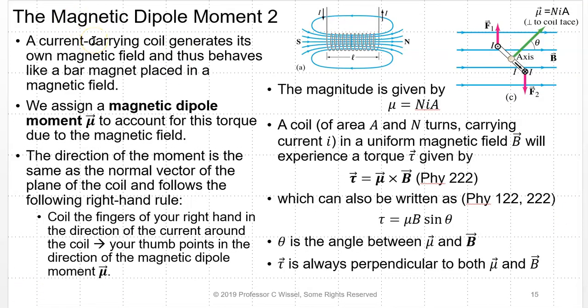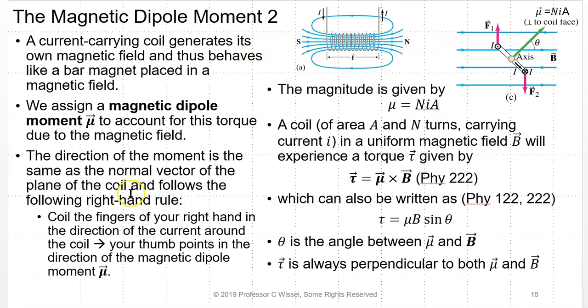So what's actually going on in here is a current carrying coil will generate its own magnetic field and thus behaves like a bar magnet when it's placed in a magnetic field. So we can assign a magnetic dipole moment mu to account for this torque due to the magnetic field. So here we have a coil, and when you turn on the current, it creates its own magnetic field.